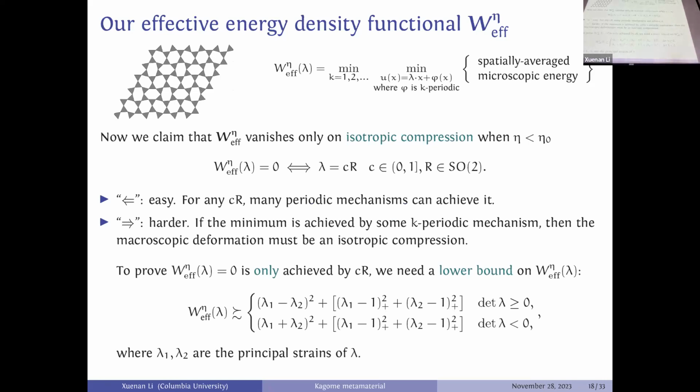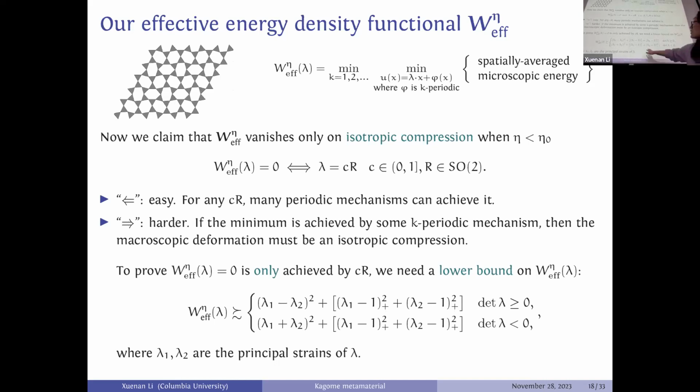So the other side is much harder. If you want to show that W eta effective vanishes only on the constant times rotation, I need a lower bound. In other words, if I have a mechanism which is periodic, in the form lambda x plus v, it must be isotropic compression.